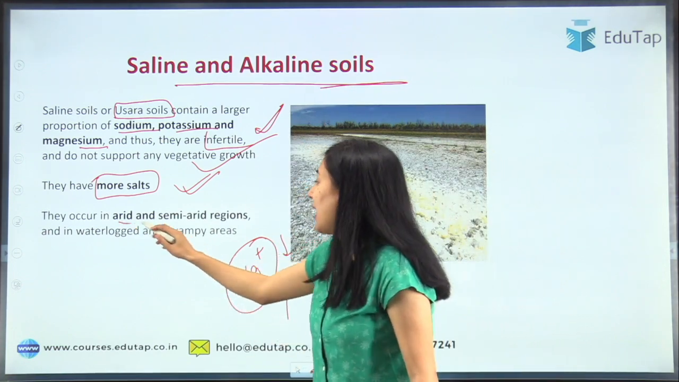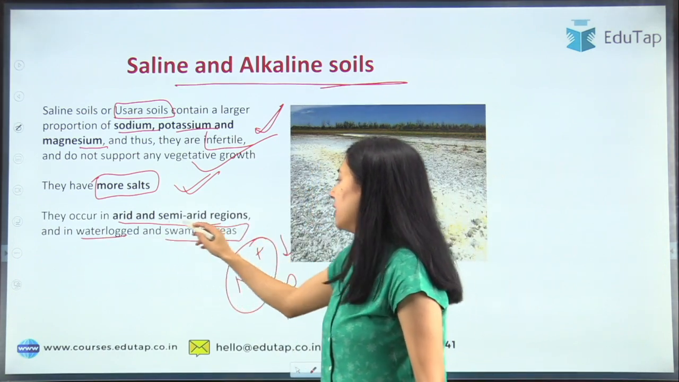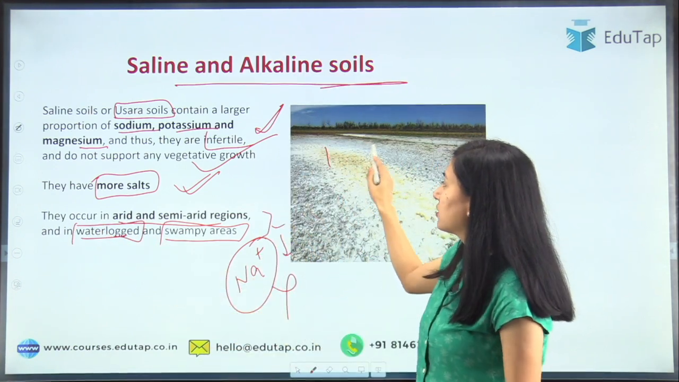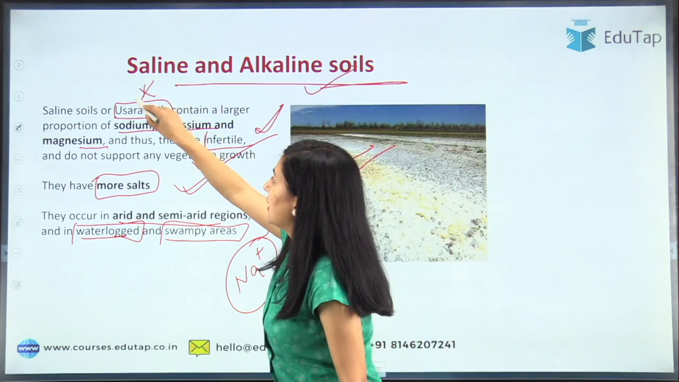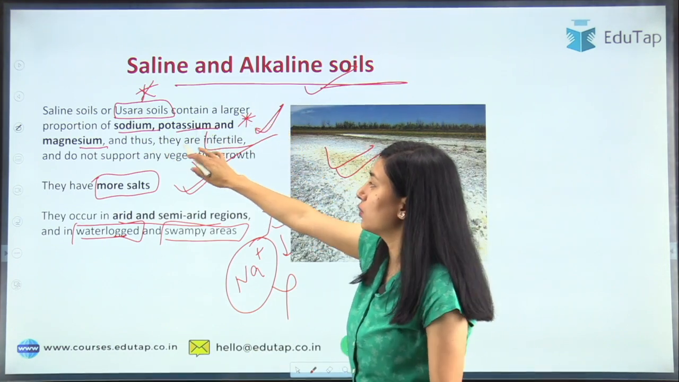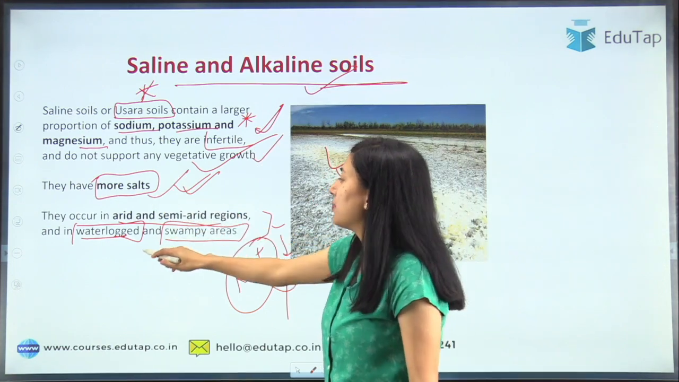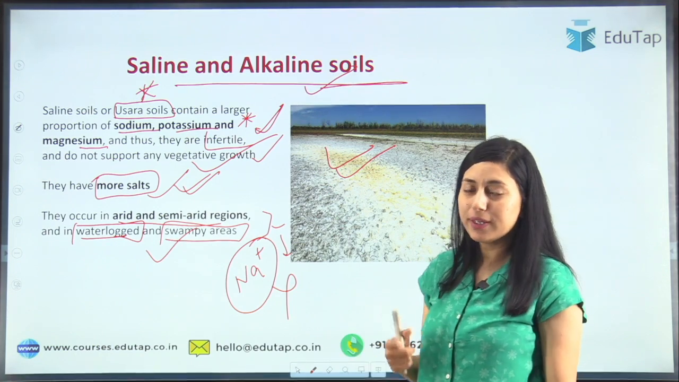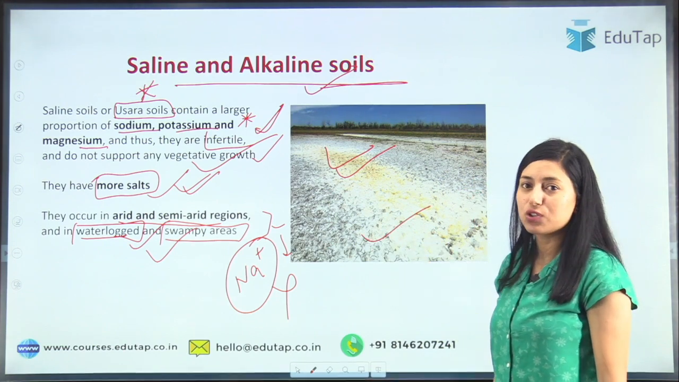Also, these are found in arid and semi-arid regions and in waterlogged and swampy areas. In such conditions, these types of soils are present. Now, here you have to remember that saline soils are also known as ooser soil. They have high content of sodium, potassium, and magnesium, are infertile, have more salts, and are present in arid and semi-arid regions, and waterlogged conditions and swampy areas. So this was about your saline and alkaline soil.